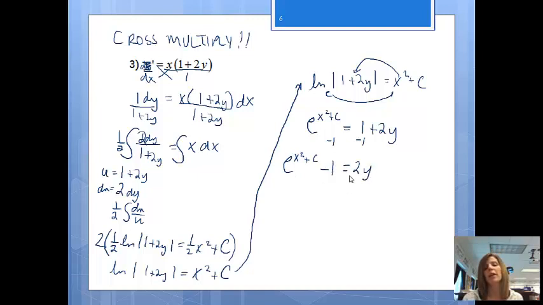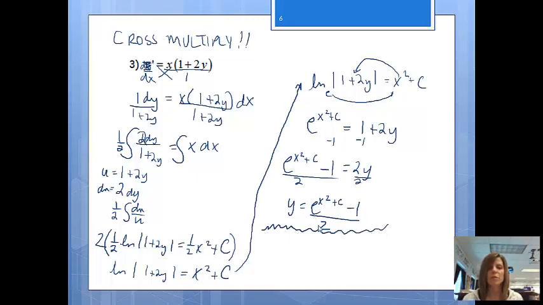And then I'll divide the whole entire equation by 2. So I'm going to get y equals e to the x squared plus c minus 1 all over 2. Okay, that's basically my answer. I'm going to do one more thing to this problem, and hopefully this will make sense for you.